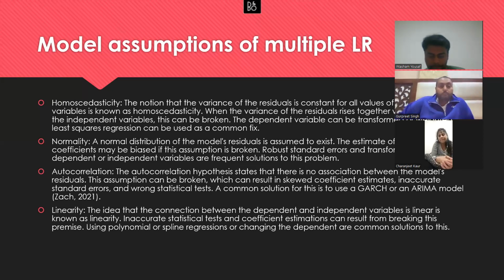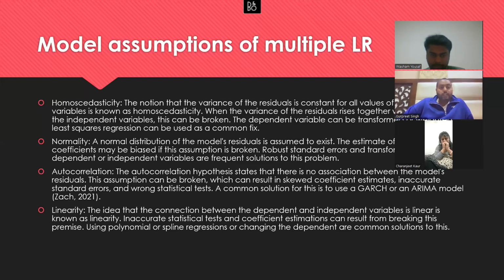Normality. A normal distribution of the model's residuals is assumed to exist. The estimate of the regression coefficients may be biased if the assumption is broken. Robust standard errors and transformation of the dependent and independent variables are frequent solutions to the problem.